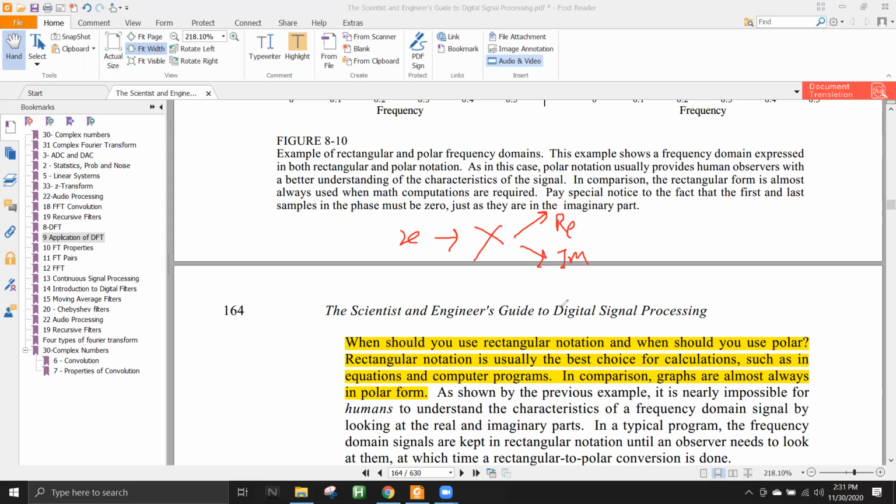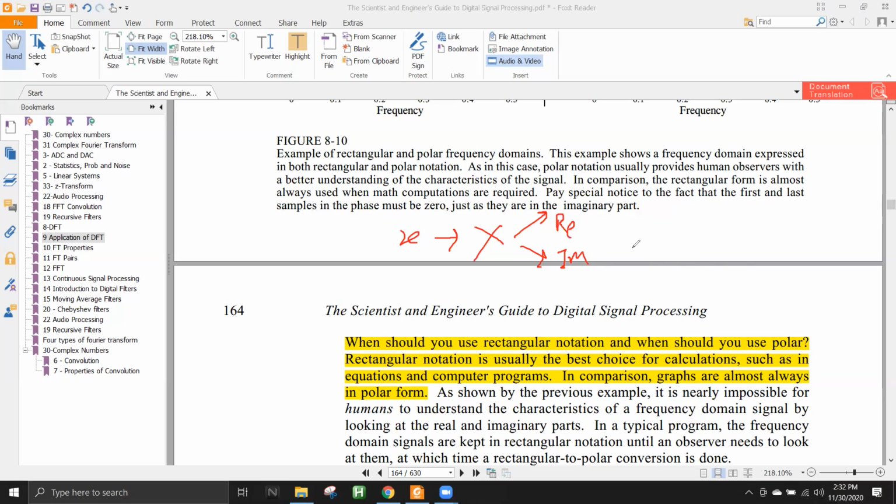For that we need to calculate RE and IM, and that is the point where we actually use the rectangular notation. But when we want to compute the graph of it, when we want to visualize the frequency domain, the values of REX and IMX by themselves are not very informative. If we plot them, we do not actually get much information in the frequency domain.